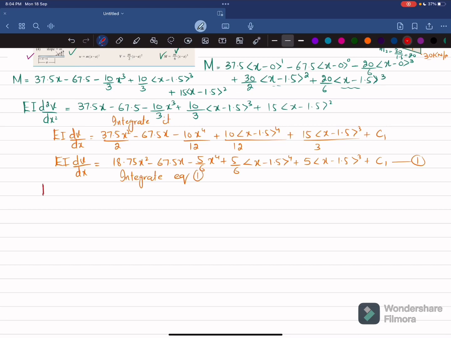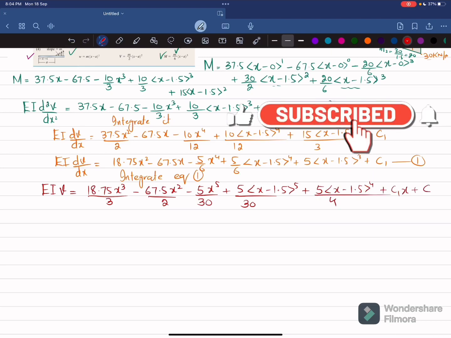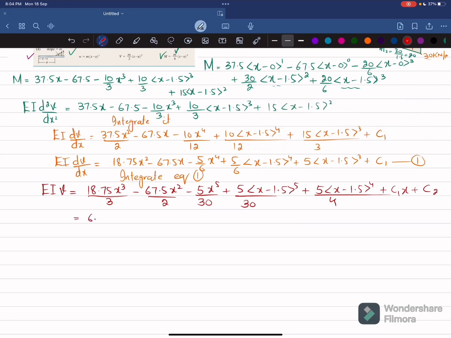So when you integrate it, you will get EI into V, which is deflection, is equal to 18.75 x cube divided by 3 minus 67.5 x square divided by 2 minus 5 into x power 5 divided by 6 into 5, which is 30, plus 5 into x minus 1.5 power 5 divided by 6 into 5 is 30, plus 5 into x minus 1.5 power 4 divided by 4 plus C1 x plus C2. And if you further simplify it, you will get 66.25 x cube minus 33.75 x square minus 1 over 6 x power 5 plus 1 over 6 into x minus 1.5 power 5 plus 5 by 4 into x minus 1.5 power 4 plus C1 x plus C2. So this is your equation number 2, and that is equal to EI into V.